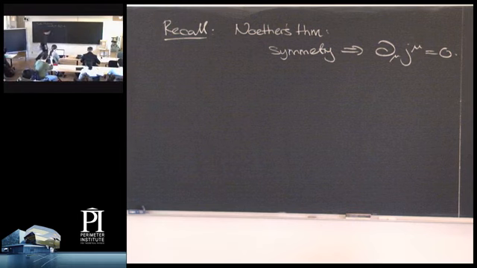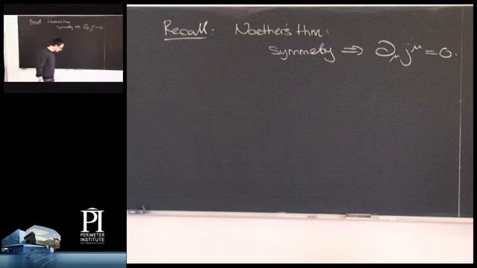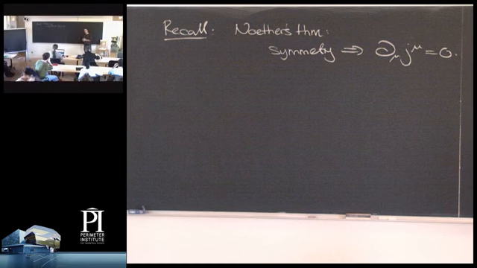And is it an if? No, it's not. There are particularly interesting conserved charges and currents that don't come from symmetries of the theory, but come from topological aspects of the theory. So, for example, there are things called solitons that, in certain theories, have an associated current, but it doesn't come from a symmetry. So it's not an if and only if.